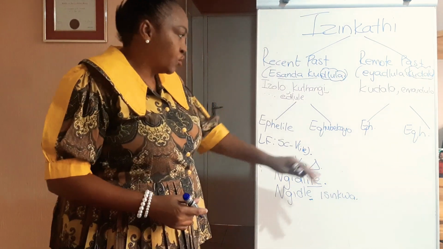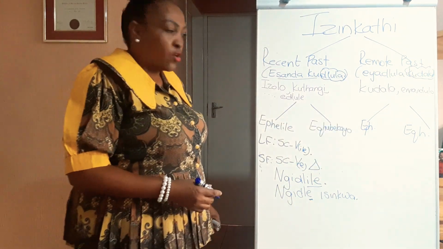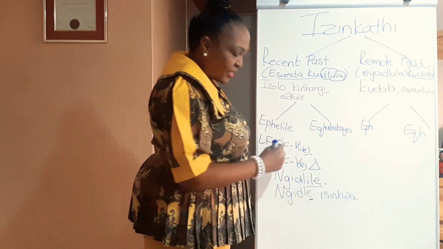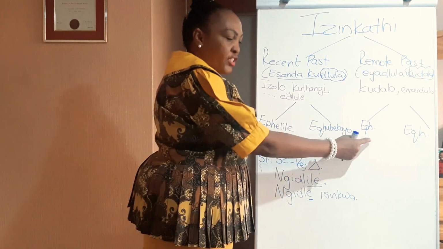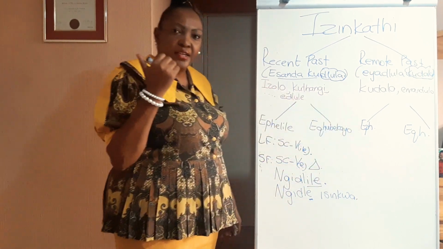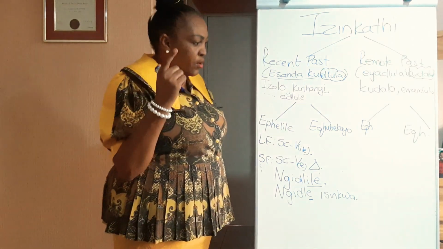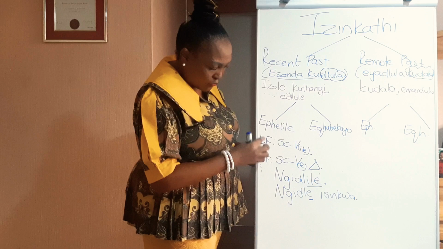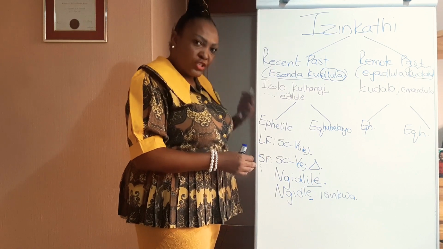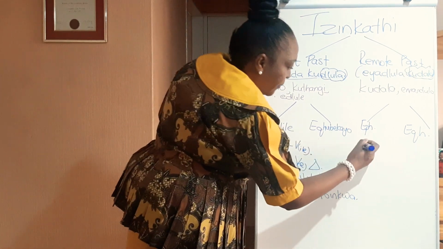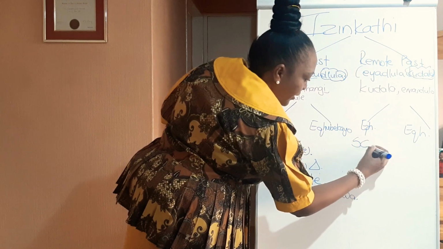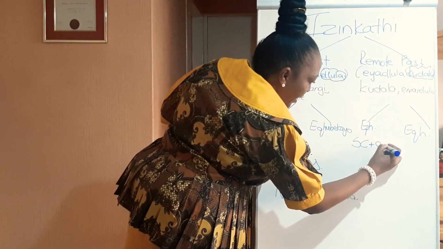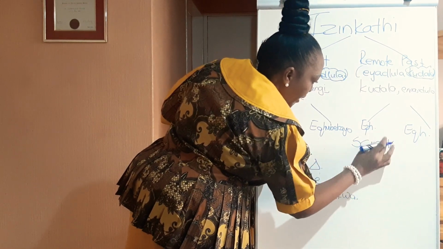So when we move to your remote past completed, it works the same as your recent past in a sense that it only takes verbs. It does not take stative verbs nor non-verbs. And it does not have 2 forms like your recent past. So the pattern here is put together: the subject concord plus a together with your verb.